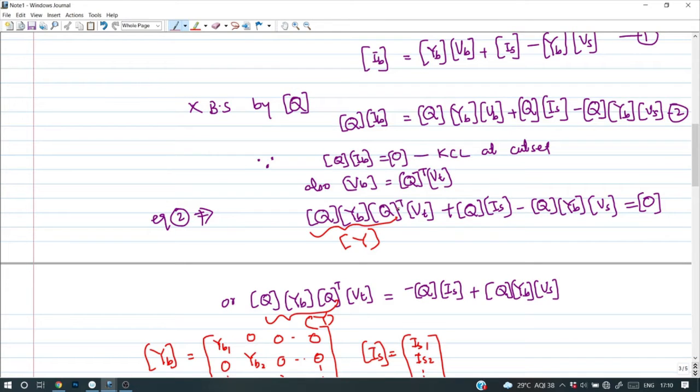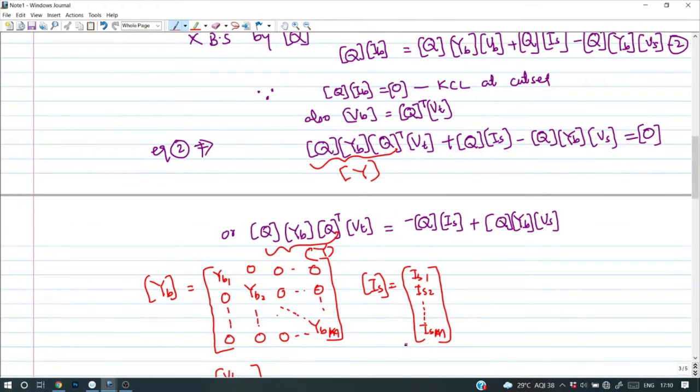Now from here we can state YVT on one side, and the remaining part on the other side of this equation. Now YVT, or QYB Q transpose VT, becomes minus QIS plus QYB VS. What is the size of YB? It is a diagonal matrix which contains all the admittances of the branches.